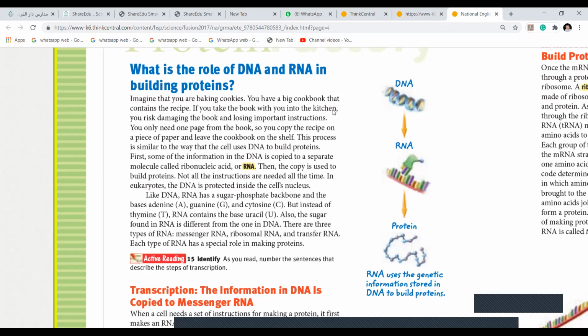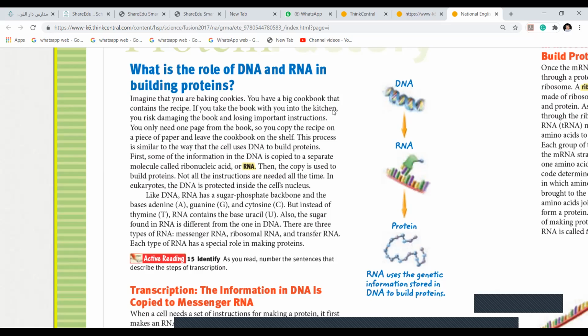Now, for example, if I ask you about DNA, you will say it's a nucleotide that consists of sugar, phosphate, and bases like A, T: adenine, thymine, C, G. C is cytosine, and G is guanine. But in RNA, that is ribonucleic acid, you have everything the same except T, except thymine. Instead of T, you have uracil. Also the sugar found in RNA is different from the one in DNA. There are 3 types of RNA: messenger RNA, ribosomal RNA, and transfer RNA.